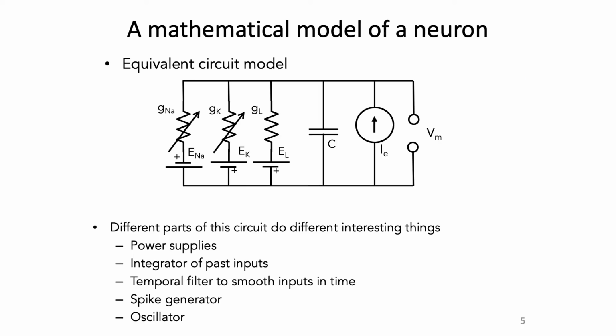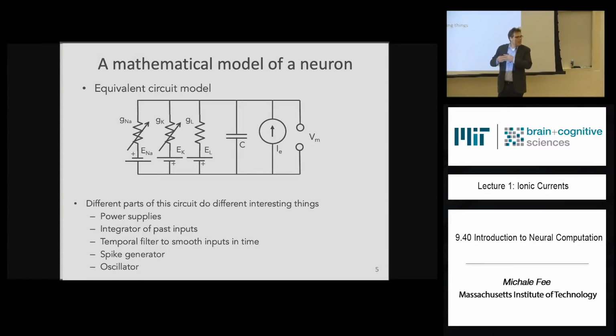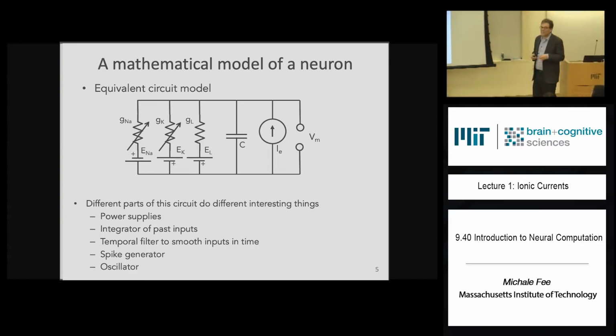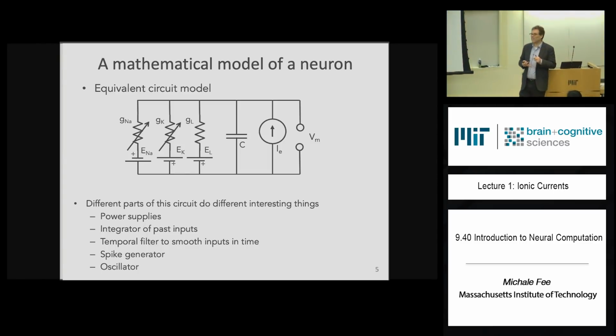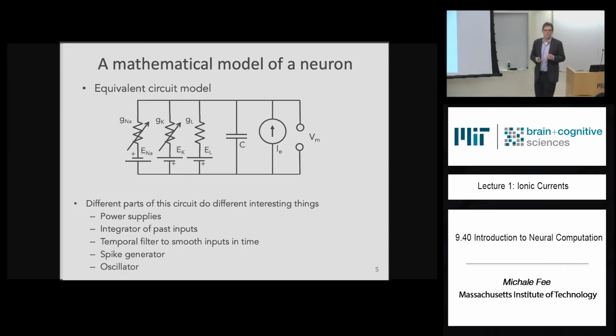All right? And these two components here, this sodium current and this potassium current, make a spike generator that generates an action potential that then talks to other neurons. Okay? And you put that whole thing together, and that thing can act like an oscillator. It can act like a coincidence detector. It can do all kinds of different cool things. All right? And all that stuff is understandable if you just write down a simple model like this. Okay? Any questions?